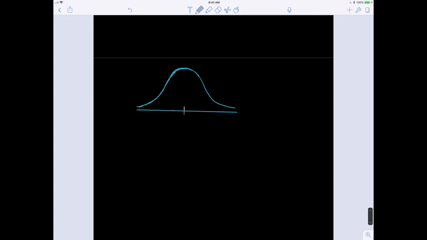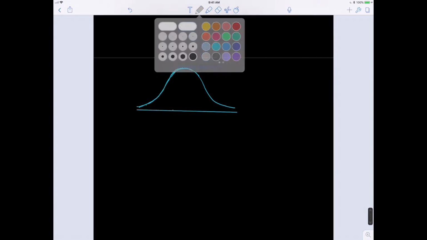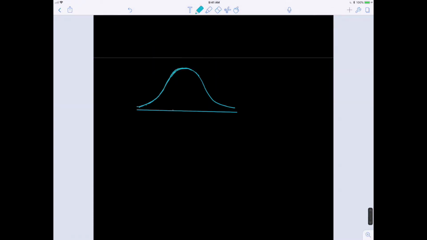For example, the mean of our standard normal distribution is right in the middle. It's exactly in the middle, and that's 0. And as a matter of fact, it's always 0.